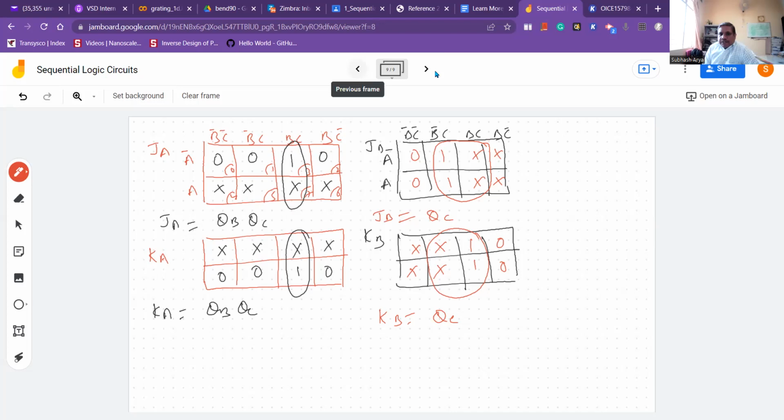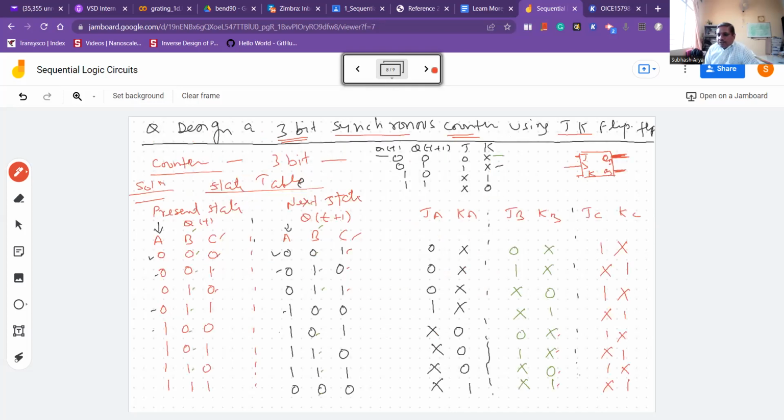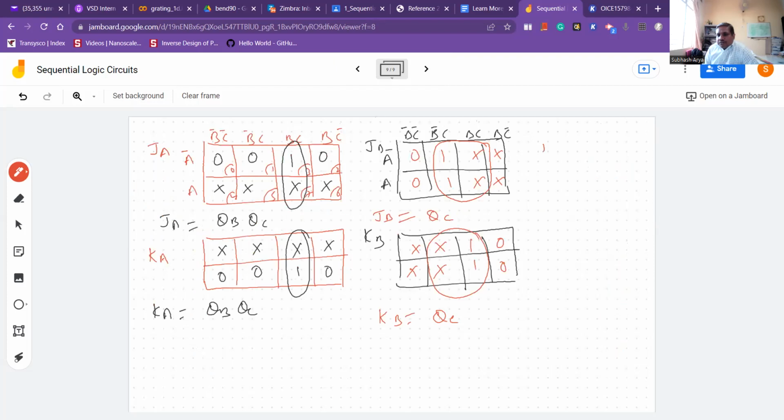Now the last one: for JC and KC there is no 0, only 1, cross, 1, cross, 1, cross. So it can be easily made as JC equal to a group of eight ones, that is an octet. Similarly, KC is equal to 1. So we found these expressions: JA is equal to QB QC, KA is equal to QB QC, the input for JB is equal to QC, the input for KB is equal to QC, and JC and KC are equal to 1.